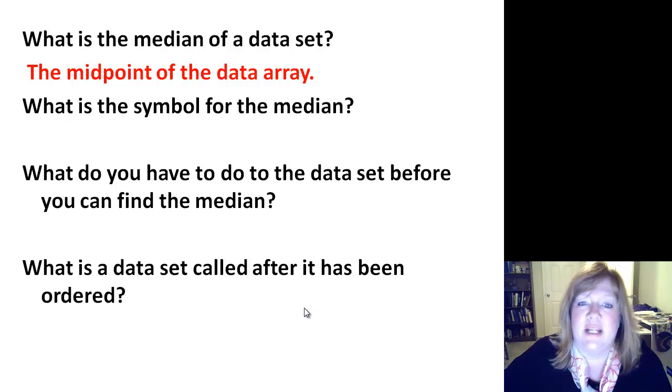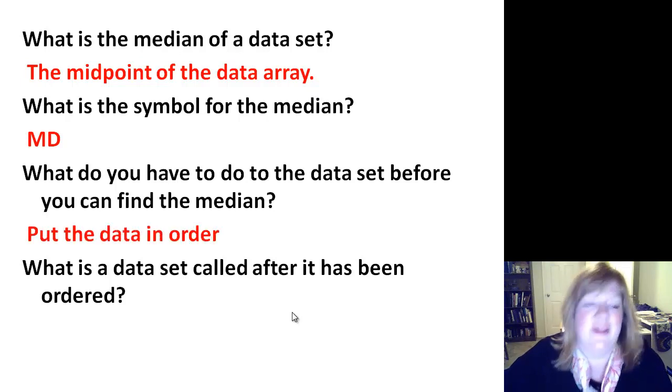Ooh, long word, data array. What is a data array? Well, we're going to find out. What's the symbol for the median? It's MD. You thought that was doctor, but no, it's median. What do you have to do to the data set before you can find the median? Put it in order. And I know you also thought median was that middle part of the highway. That's a different kind of median.